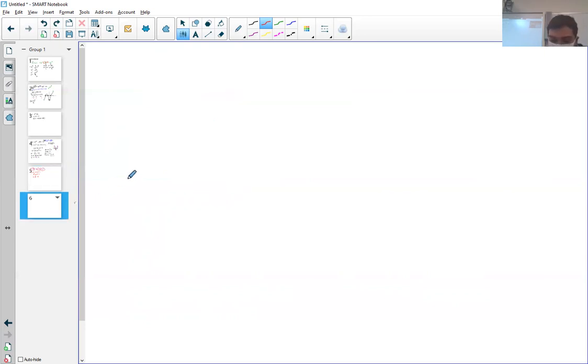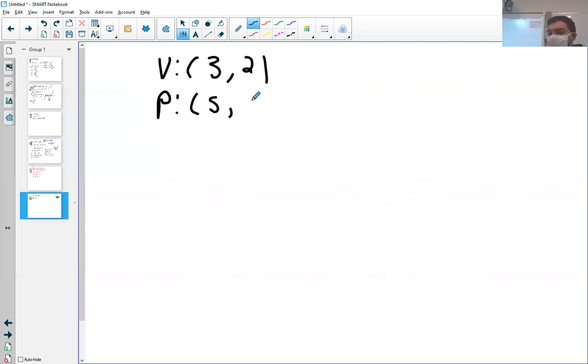Write the equation of the quadratic function given 2 points. So let's say the vertex is at 3, 2, and then some random point on the parabola is 5 comma 10. It would be 10 equals A times 3 minus 5 squared plus 2.